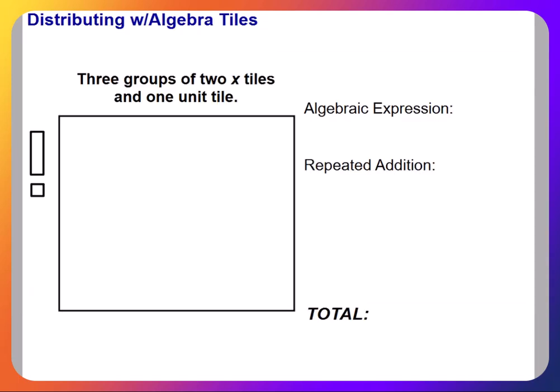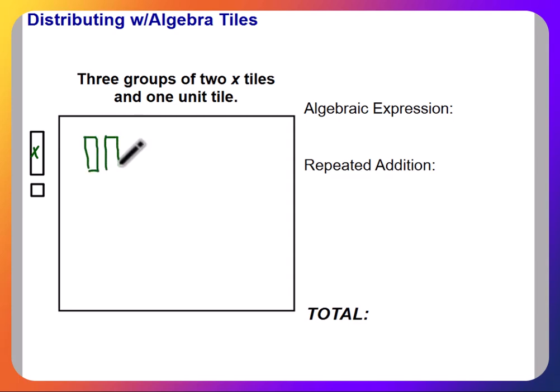So let's go through and we're going to work with algebra tiles. We're going to distribute using algebra tiles to begin with. So our expression says 3 groups of 2 X tiles and 1 unit tile. So first we need to model that. Remember the X tile can be a vertical rectangle tile or it can be horizontal, and the little squares are going to be the unit tiles. Okay, so first of all, I'm going to make 3 groups, and in each group there's going to be 2 positive X tiles. So I'm going to draw those first.